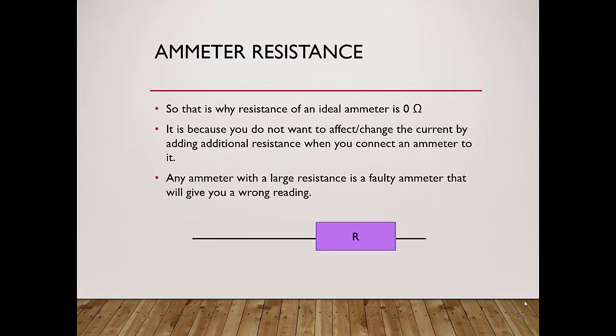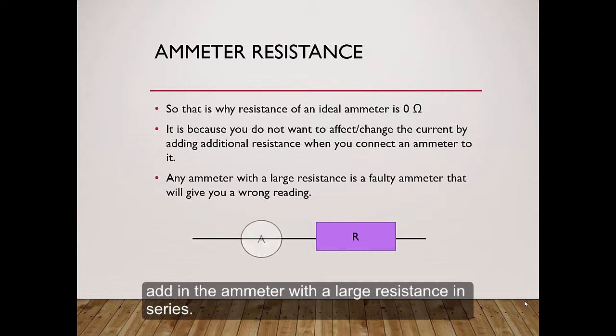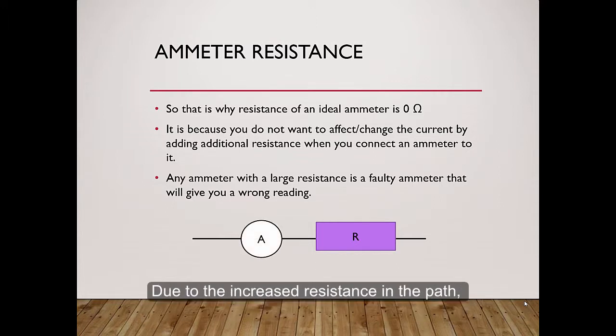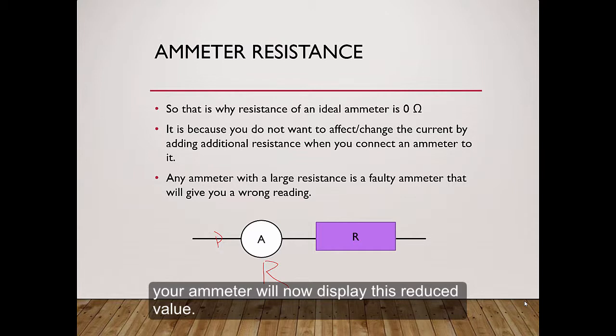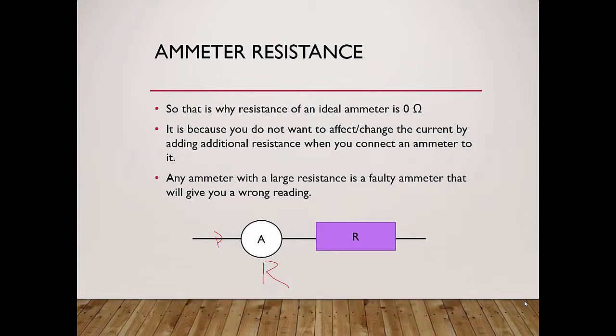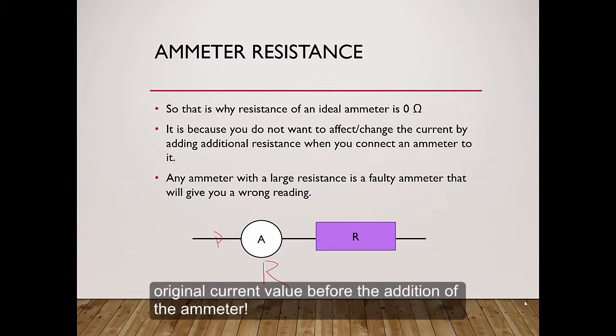Why? Let's say you're trying to measure the current that's flowing past the resistance and you add in an ammeter with a large resistance in series. Due to the increase in this resistance, let's say it is a very large R, you find that the current flowing through will be greatly reduced with the inclusion of this ammeter, and your ammeter will now read this reduced value. Your ammeter will no longer be correct, as the correct value should be the original current value before the addition of the ammeter.